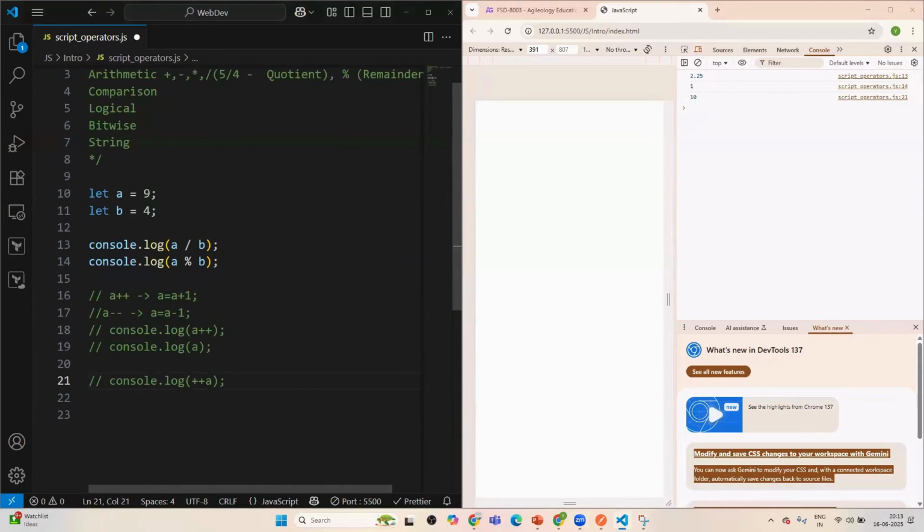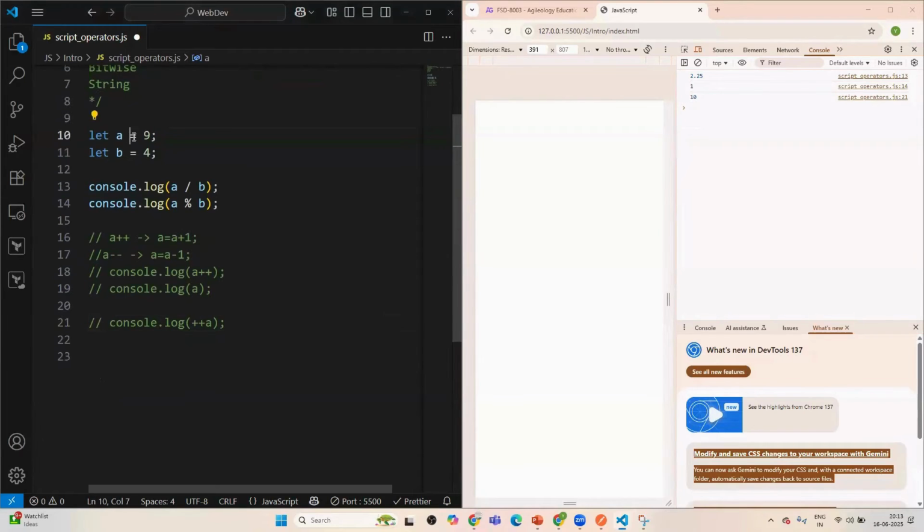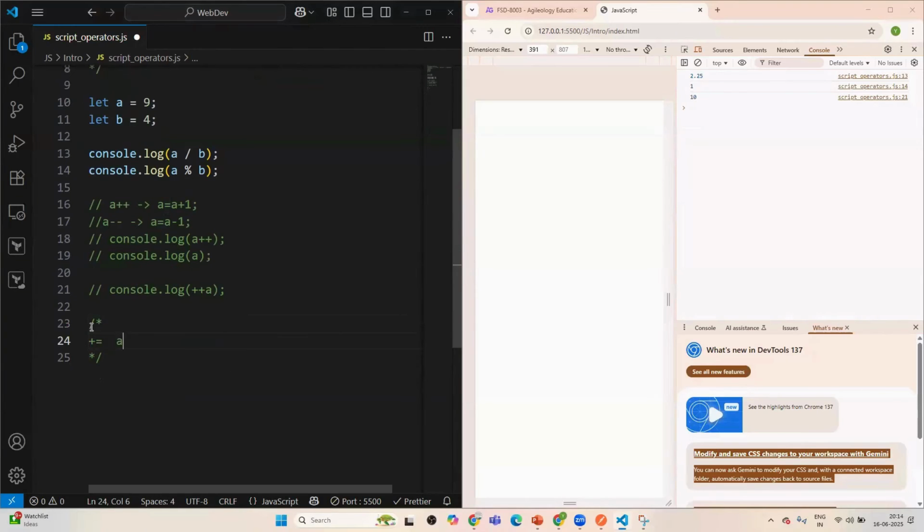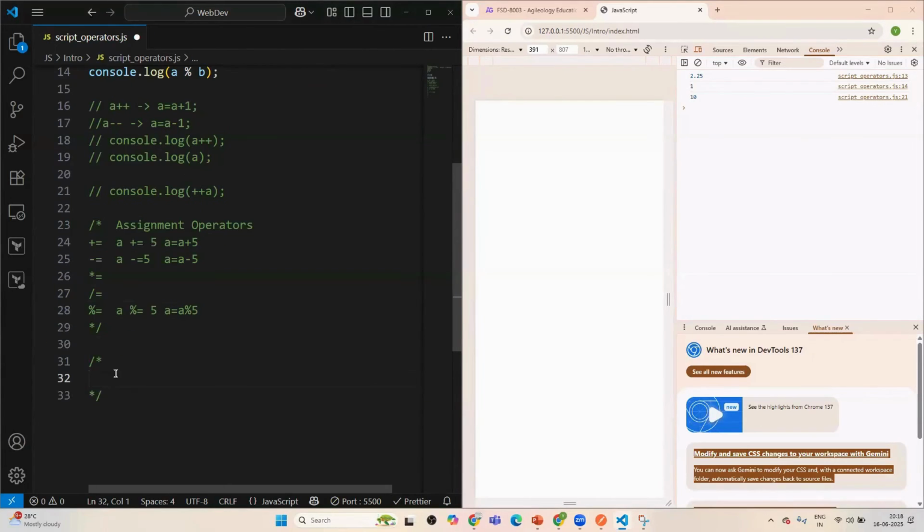So next, let's move on to the assignment operators. In the case of assignment operators, in general, the equals to that you're seeing is an assignment operator. Similarly, there are other operators as well. Addition assignment, which is plus equals to. If you're writing something like a plus equals to 5, this is similar to a is equal to a plus 5. This is addition assignment. Similarly, you have subtraction assignment.